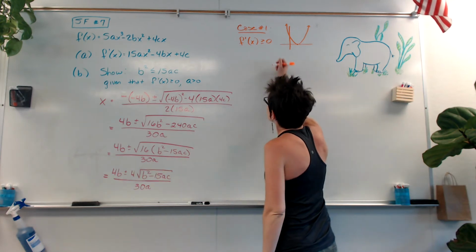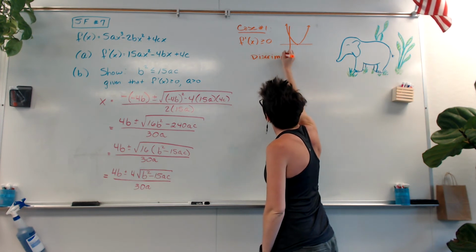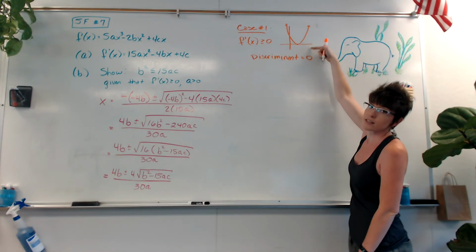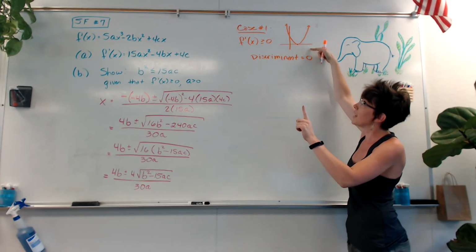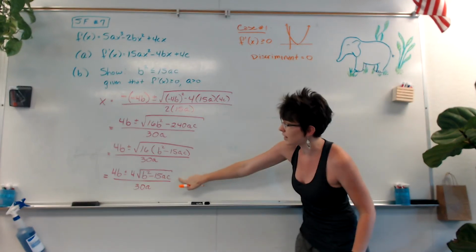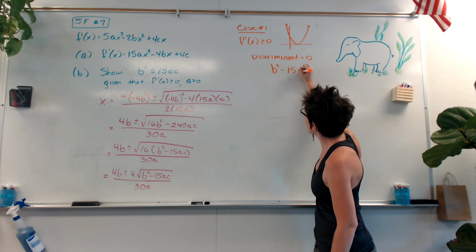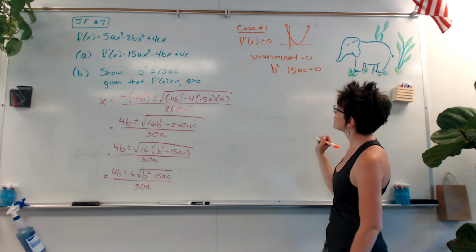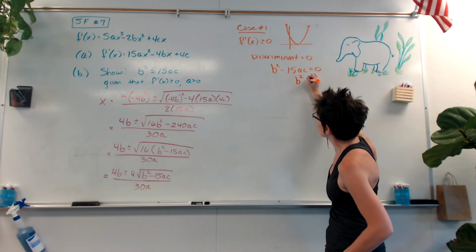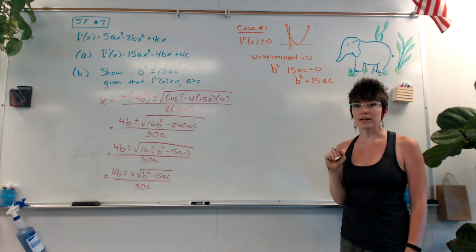Okay, so essentially what we get is that the discriminant would be equal to 0 in this case. I have exactly one x-intercept. It is the vertex. That means the discriminant is equal to 0. And in our case, the discriminant is b squared minus 15ac. If I set that equal to 0 or add this to the other side, I get that b squared must be equal to 15ac. So that's case number 1.